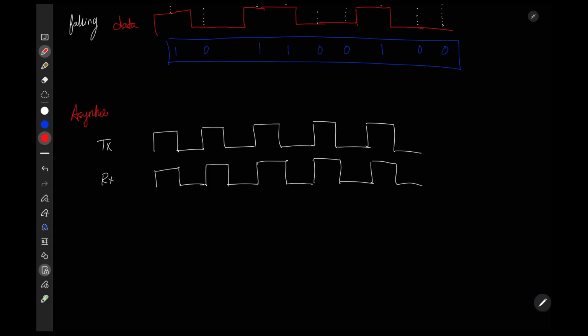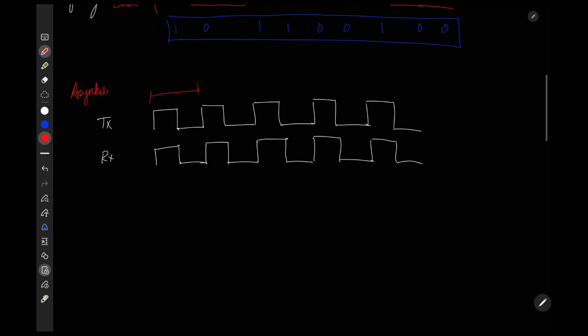Let me take a clear example. Suppose the clock duration for the transmitter is like 100 microseconds, and for the receiver the clock duration is say 101 microseconds. So now the rising edge. Let me say in this example, let me take the rising edge. So the receiver will sample at the rising edge of the clock, and this is the data sent for example.